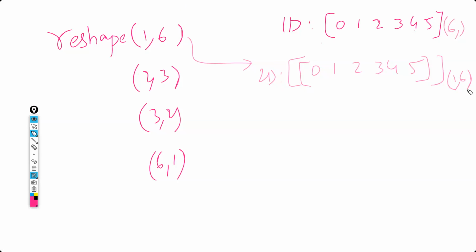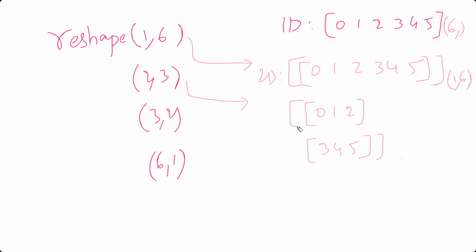Now coming to 2, comma 3. To create 2, comma 3 means 2 rows: 0, 1, 2 is the first row, and 3, 4, 5 is the second row. This is a shape of 2, comma 3.